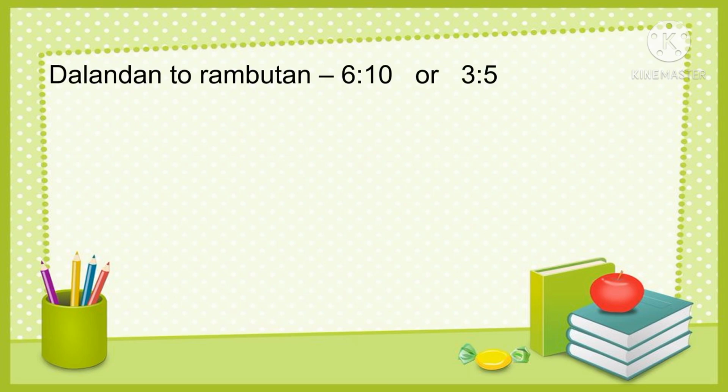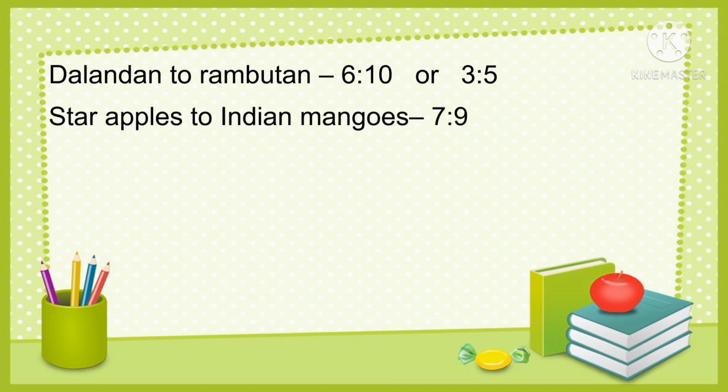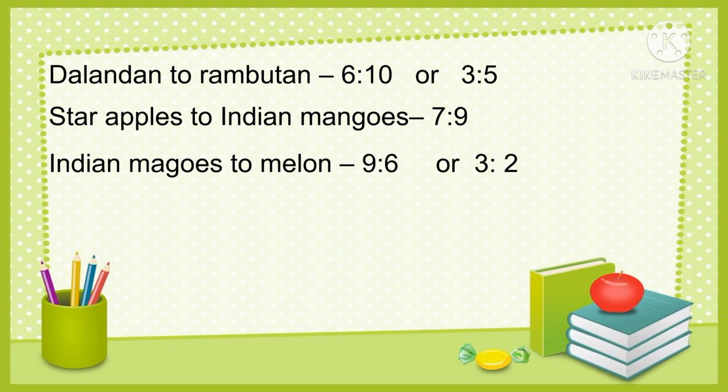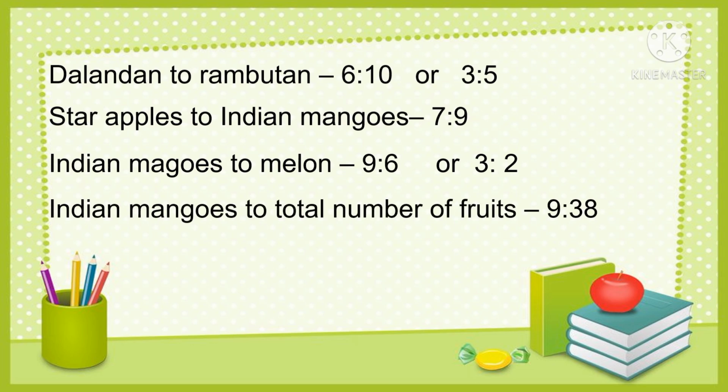Let us check your work. Dalandan to rambutan is 6 is to 10 or 3 over 5. Star apple to Indian mangoes, 7 is to 9. Indian mangoes to melon, 9 is to 6 or 3 is to 2. And Indian mangoes to the total number of fruits, 9 is to 38.